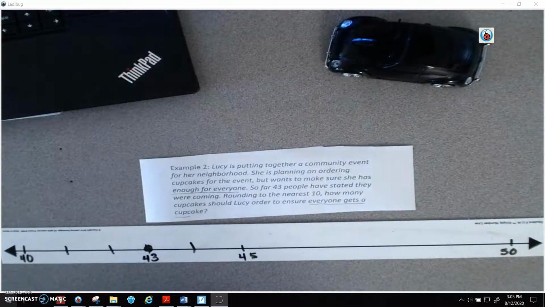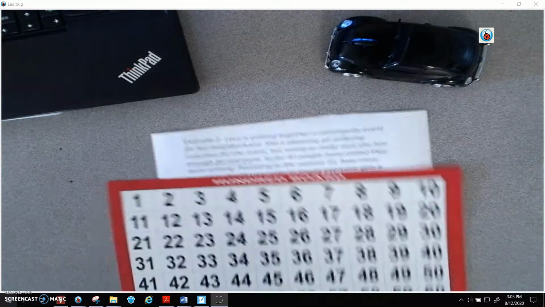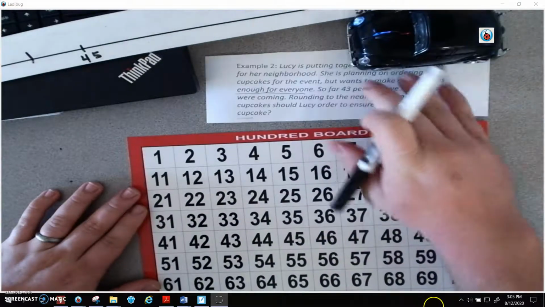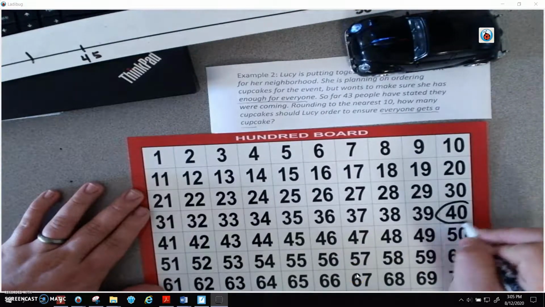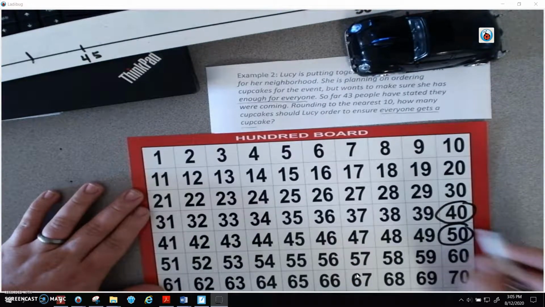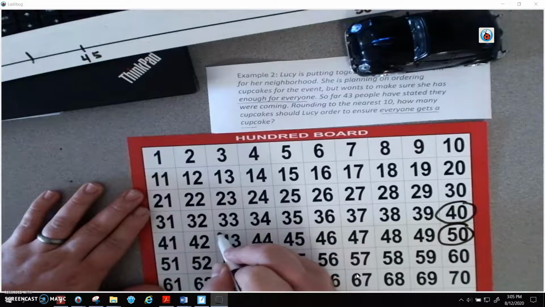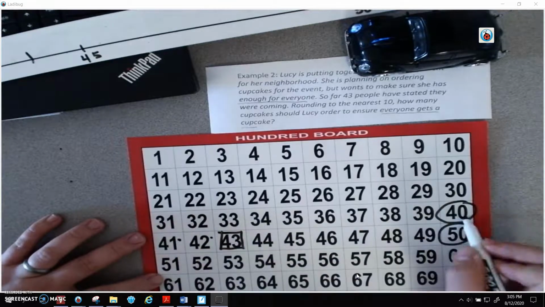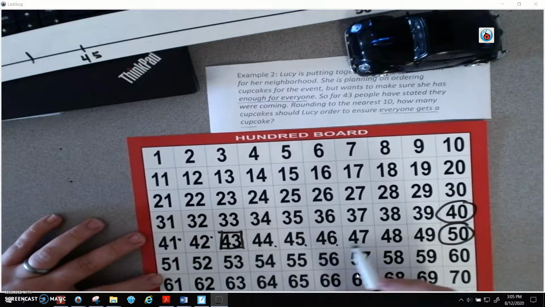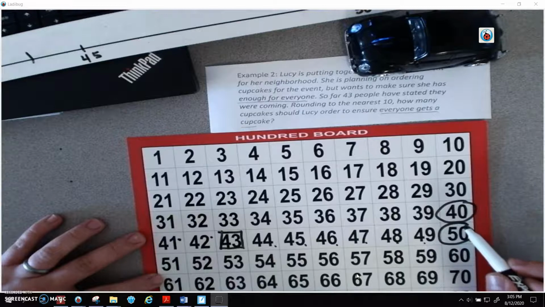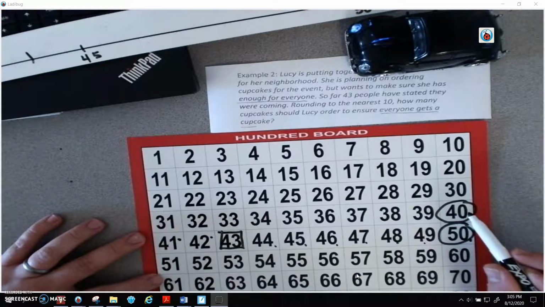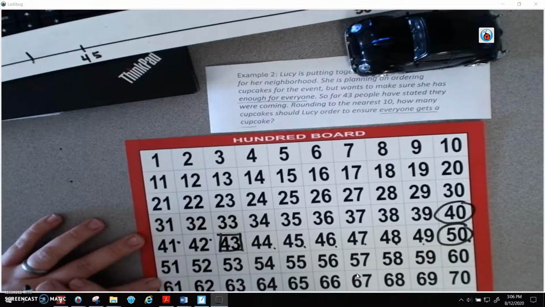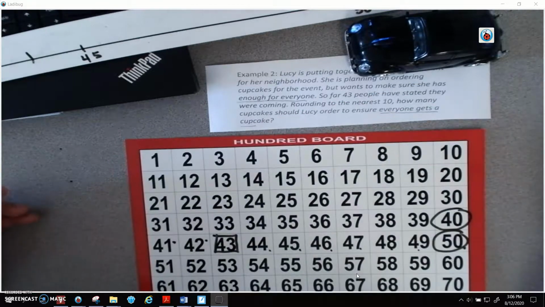I also want to show you this on a hundreds chart. When we're rounding, we have 40 right here, and we have 50 right here, and right here, I'm going to put a box around that one, is 43. I can see that it would take 1, 2, 3 to get to 40, or 1, 2, 3, 4, 5, 6, 7 to get to 50. But again, if I only bake these 40 cupcakes, there's going to be 3 people that do not get a cupcake. I don't know about you, but I would not be happy if I didn't get a cupcake.